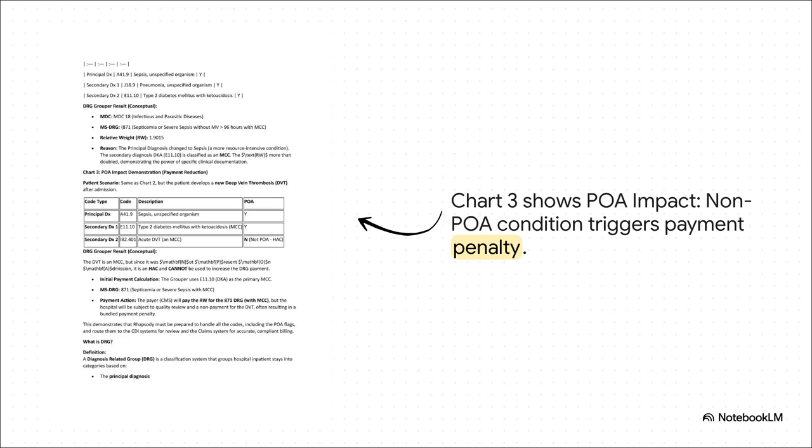Instead, CMS is going to flag the hospital for a quality review, which often leads to a bundled payment penalty. Accurate POA flags aren't just tedious paperwork, they are literally a hospital's primary shield against financial penalties.